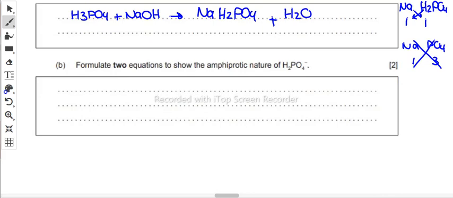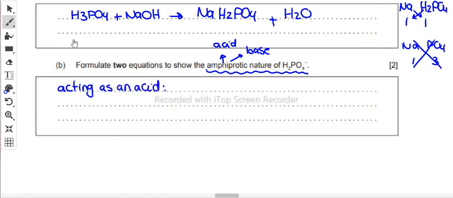Formulate 2 equations to show the amphiprotic nature of H2PO4 negative. When I go through the amphiprotic, remember that it behaves as both an acid and a base. So it could be a proton donor or proton acceptor. So I will start with acting as an acid.